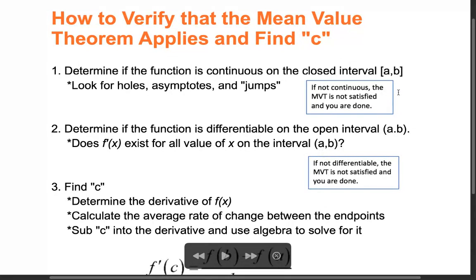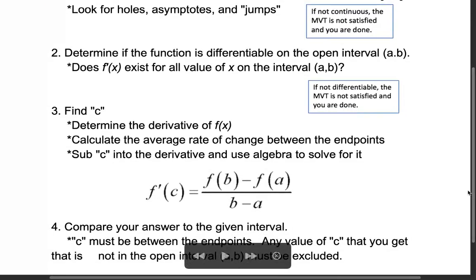Okay? So once you've determined that it's continuous, check, and it's differentiable on the open interval, check, then you can go ahead and see if you can find that value of x, and we call that value of x c, where the instantaneous rate of change is equal to the secant slope of the endpoints. So in order to do that, because we're looking at instantaneous rate of change, we're going to find the derivative of f at x. We're going to calculate the average rate of change between the endpoints. So we know that's f(b) minus f(a) over b minus a.